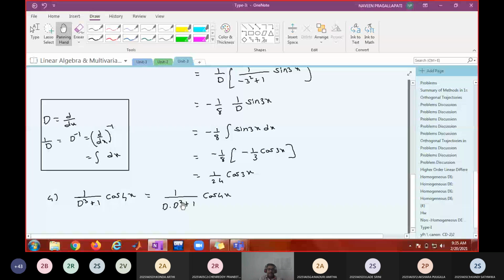So this is going to be 1 by d of minus 4 square plus 1 cos 4x. Do you agree? So what is this? This is minus 16. Okay, so that means 1 by 1 minus 16, d of 4 cos 4x. Again you are getting odd power. Then what do we do?